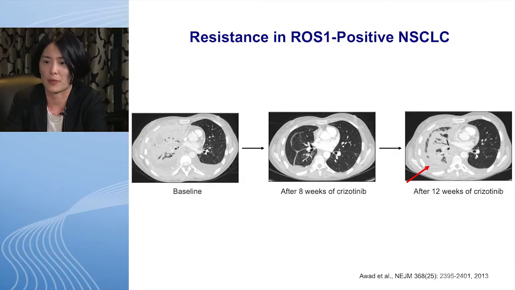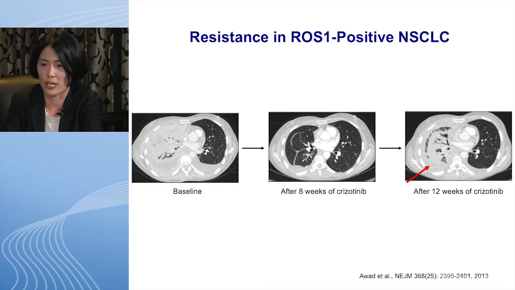Unfortunately, in ROS1 positive lung cancer, just as with ALK and EGFR, resistance does develop, and we've started looking at mechanisms of resistance in ROS1 positive lung cancer. This is a report that our group had published about 8 months ago, looking at a case of ours where a patient had a very dramatic response to crizotinib, as shown in the middle CT scan, but unfortunately after just about 3 months of treatment, her cancer relapsed and almost in the identical location as when she first presented.